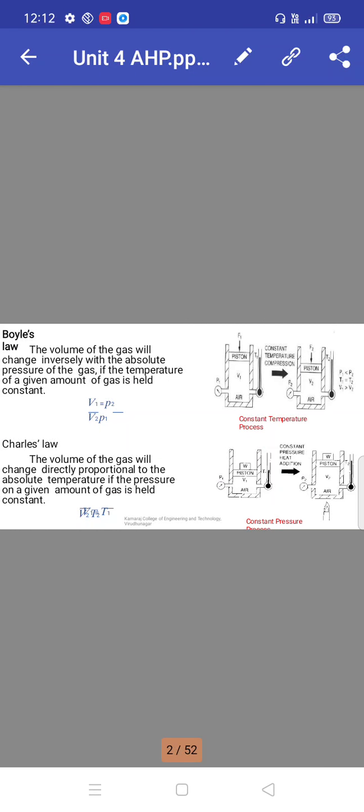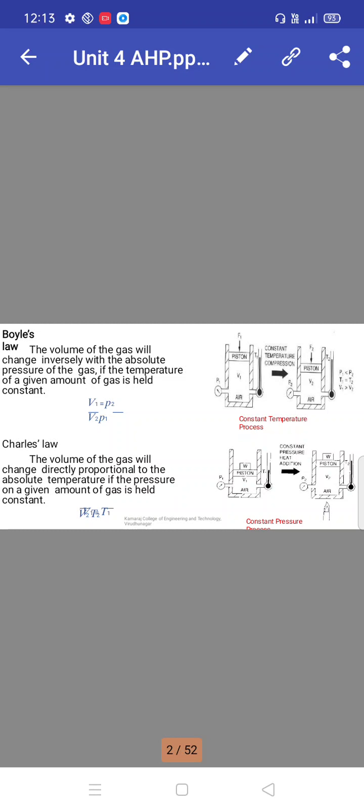Hydraulic and pneumatic system. First of all, we should know the basic concepts behind the hydraulic as well as pneumatic system. Boyle's law as well as Charles' law is the basis of the pneumatic as well as hydraulic system. First of all, we talk about Boyle's law.